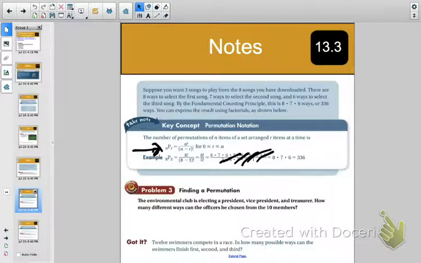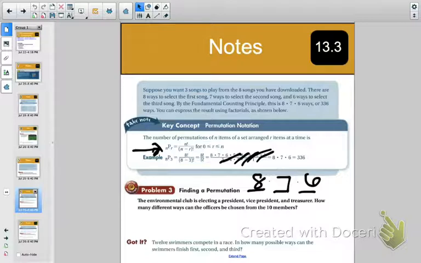I think it's really just easier to think about the spaces that it occupies, though. So you have 3 songs, you have 8 ways to choose the first one, 7 ways to choose the second, 6 ways to choose the third, then you don't have to worry about all this mumbo-jumbo here.